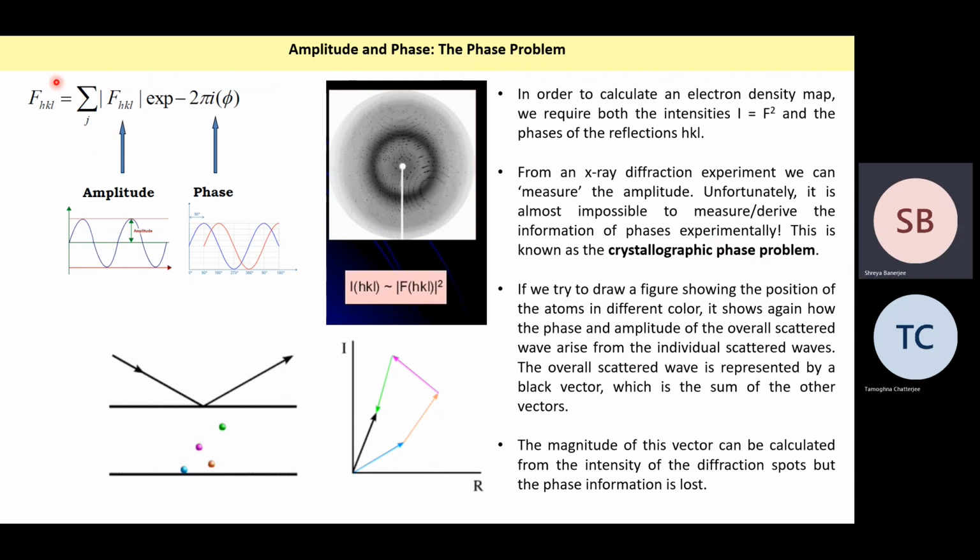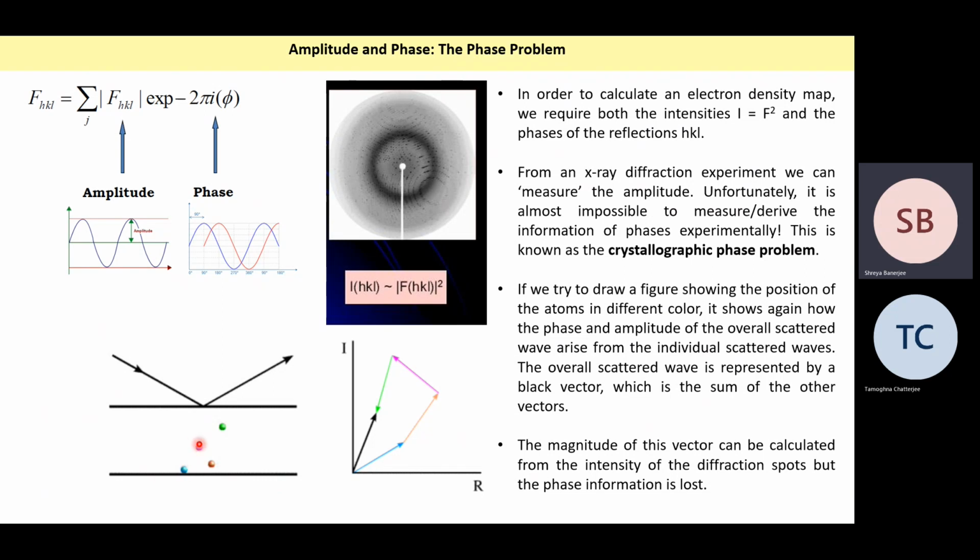So if you look at the structure factor formula, this magnitude of F_hkl is the amplitude of the wave, which is the distance from the base to the peak. And phi is the phase, which is the horizontal difference between two waves. Finding this phase is the problem. So if we draw a figure showing the atoms in different colors like this, it shows how the phase and amplitude of the overall scattered wave arise from individual scattered waves.